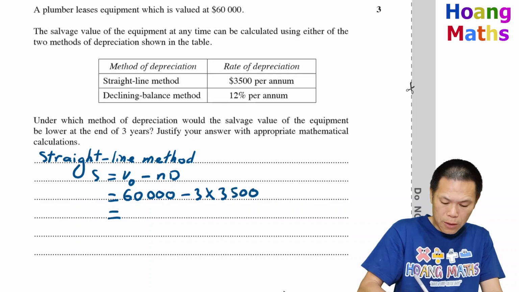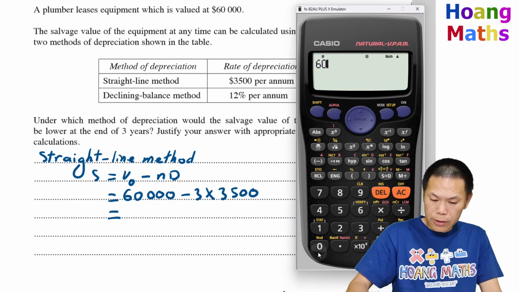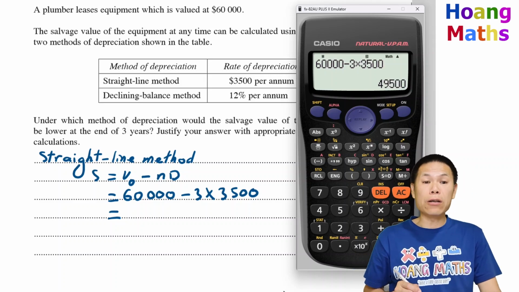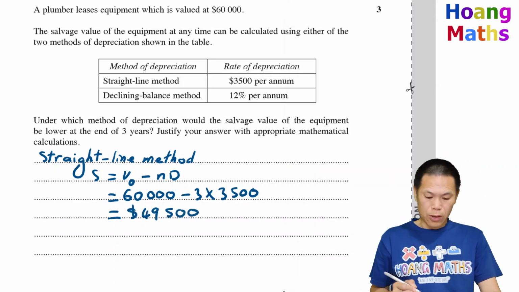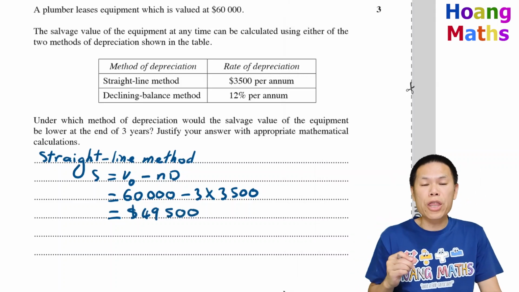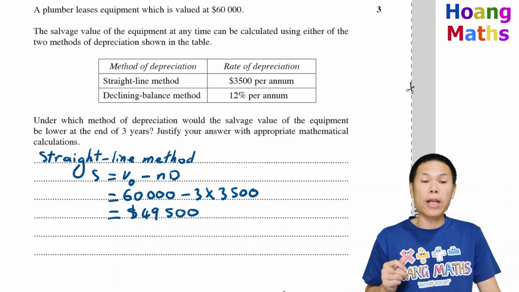So that is 60,000 minus 3 times 3,500. So that gives $49,500. So there you go. That is how much it's worth for the straight line method.